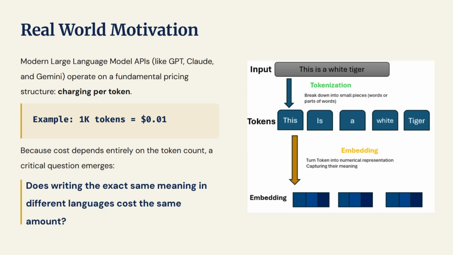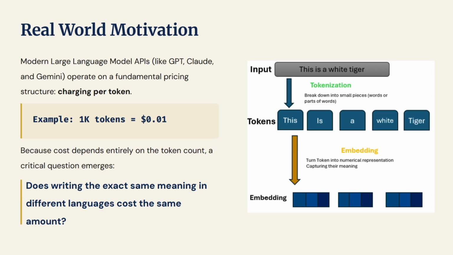So let's start with the real world motivation. Modern large language model APIs like GPT, Claude, and Gemini all operate on fundamental pricing systems. They charge per token. So every time you send a request or receive a response, your bill will entirely depend on the number of tokens involved. A common example is something like 1000 tokens costing 1 cent.